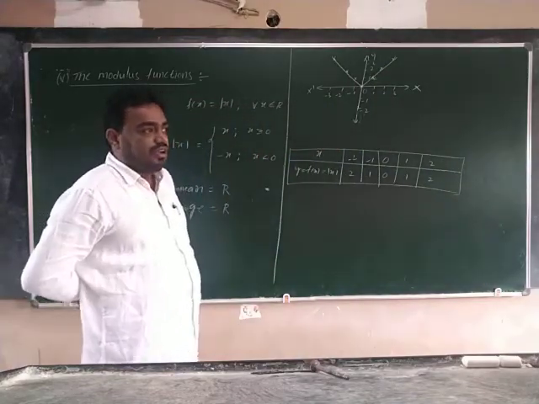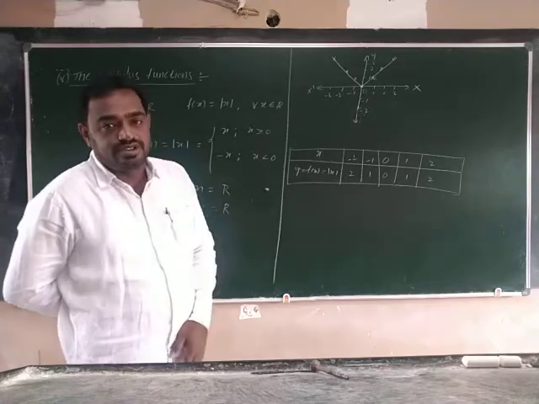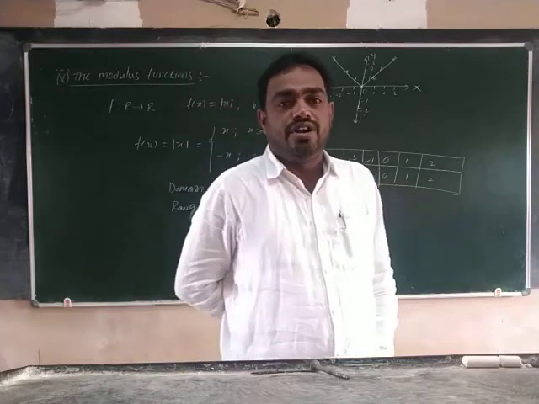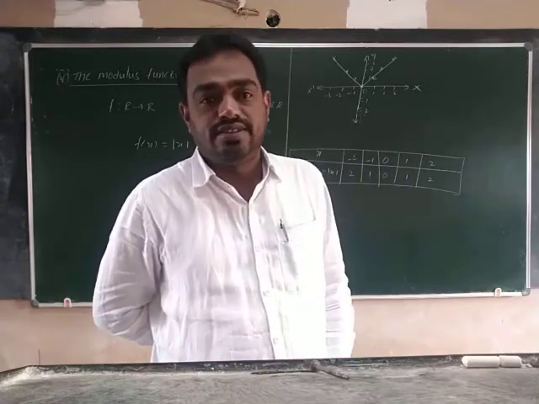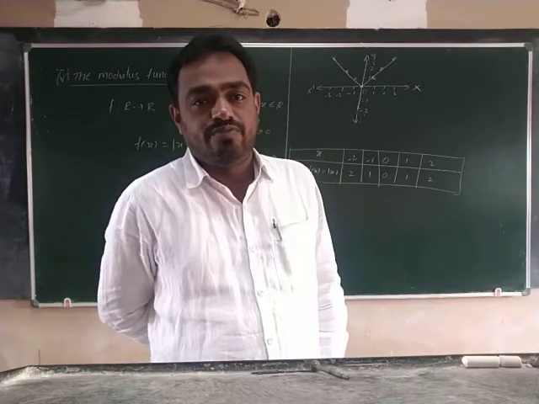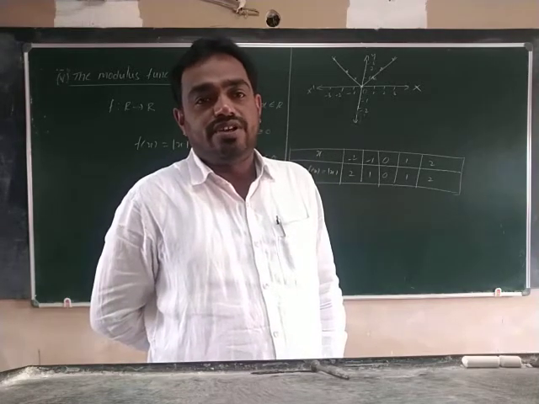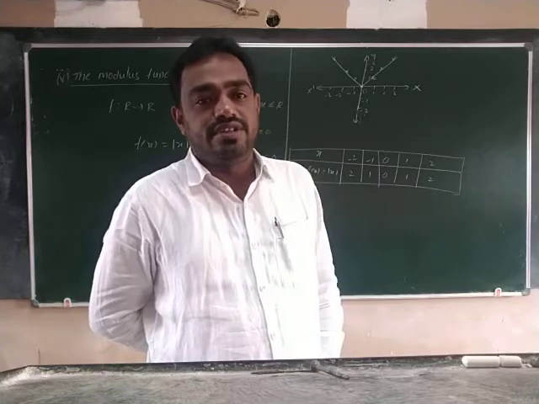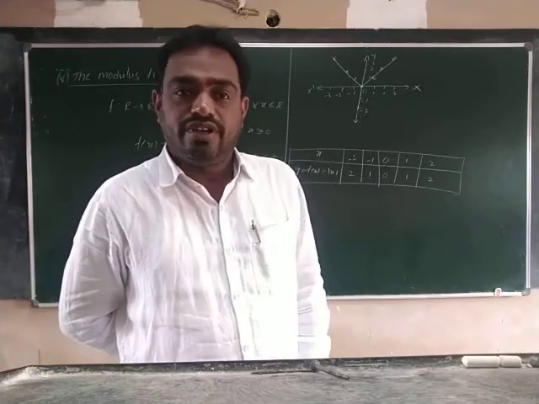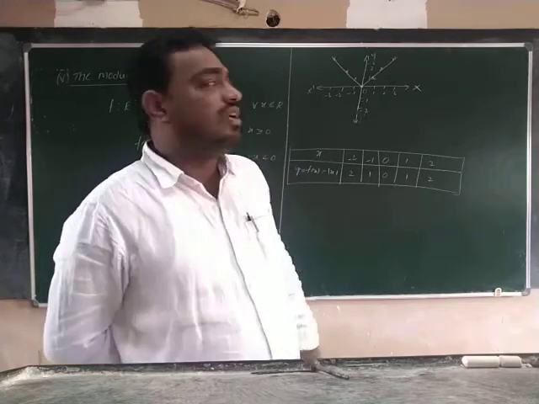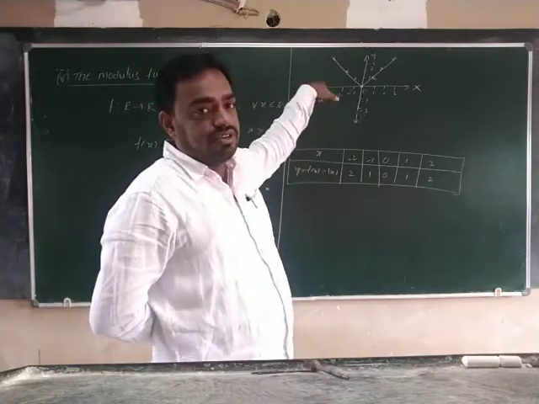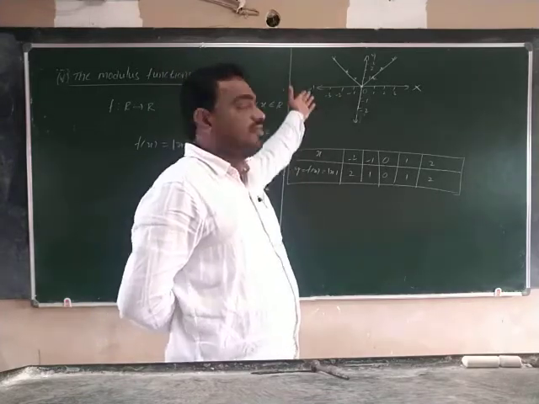Okay. Again, what is the definition of the modulus function? A function f from R to R defined by f of x is equal to mod x for all x belonging to R is called the modulus function. The domain of the modulus function is capital R, that means the set of the real numbers. The range also is the set of the real numbers. Next, the graph of the modulus function is in the form of a V shape, you see. So this is the modulus function, this is the graph.